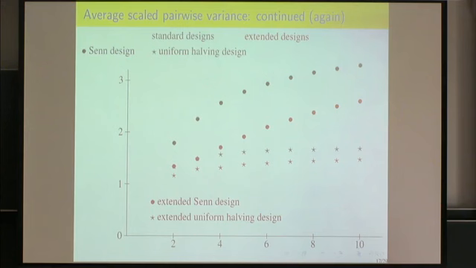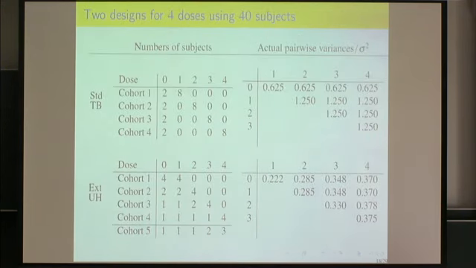So here's an example, just to try and show you. 2 designs for 4 doses, and I'm using 40 subjects. So over here I'm going to show you actual variances. So you'll see that I really am not cheating. This is a standard design in 4 cohorts. This is an extended design in 5 cohorts. This is the textbook one, so the 8's down there and the 2's there. This is the one that I've just shown you, and you all agreed with me, I saw you were nodding, that followed the rules.